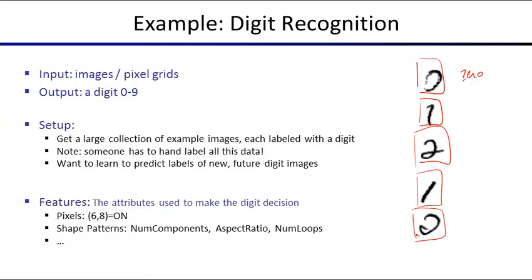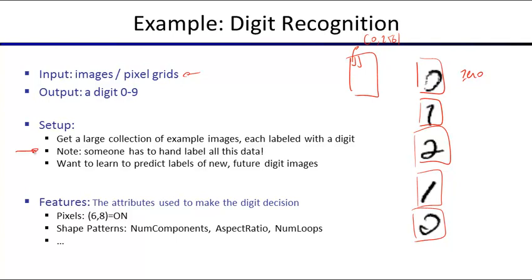So the input will just be pixel grids or images. What that means is that you have somehow a value here, maybe between 0 and 256, that you get for each pixel, and somehow that sequence of numbers you want to map to one of these 10 possible digits. That's the goal. The setup will be similar.